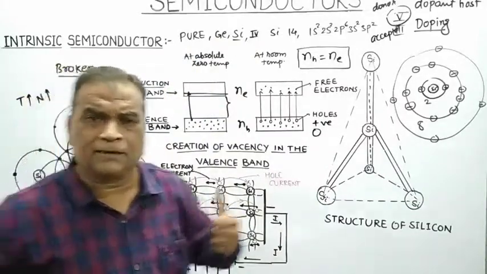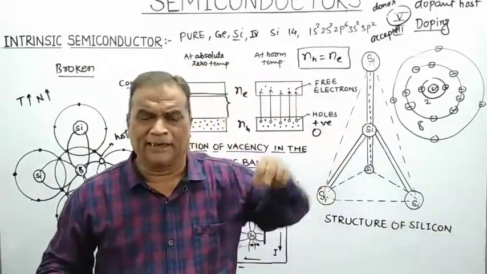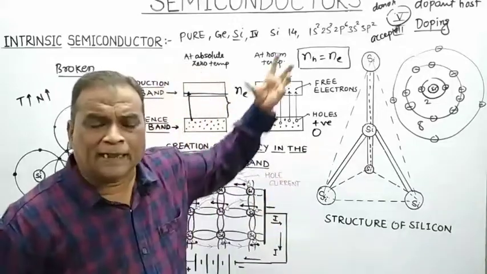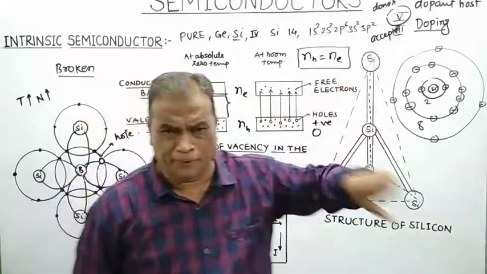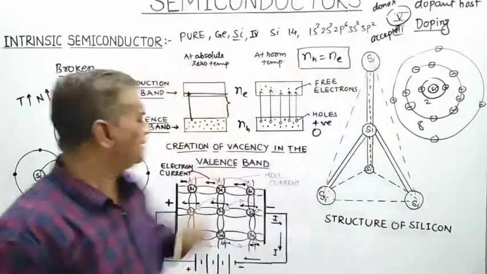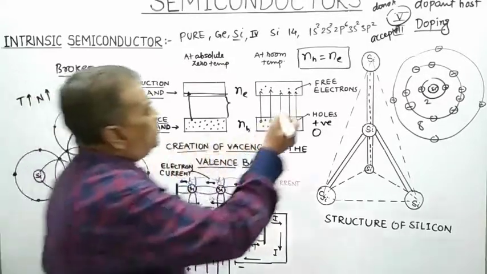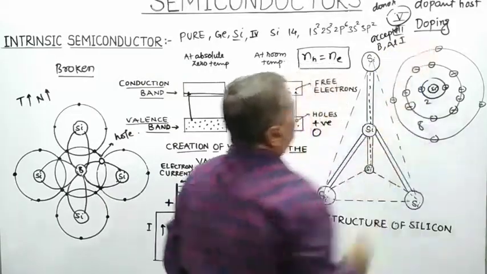Donor impurity means that impurity belongs to what? Fifth group of periodic table, that is a pentavalent impurity. Acceptor impurity means that impurity belongs to what? Third group of periodic table, that is trivalent impurity atom. Examples of trivalent impurity atom are what? Boron, aluminium or indium.